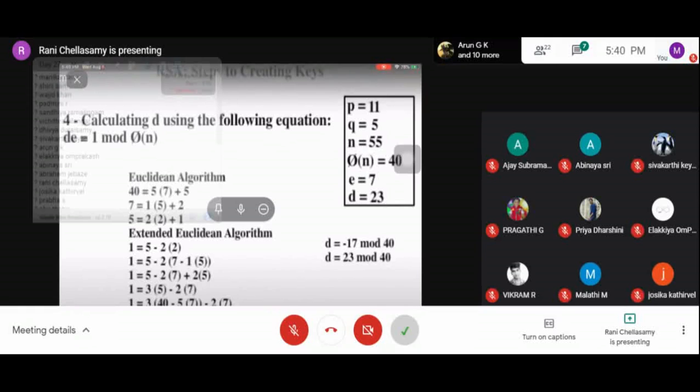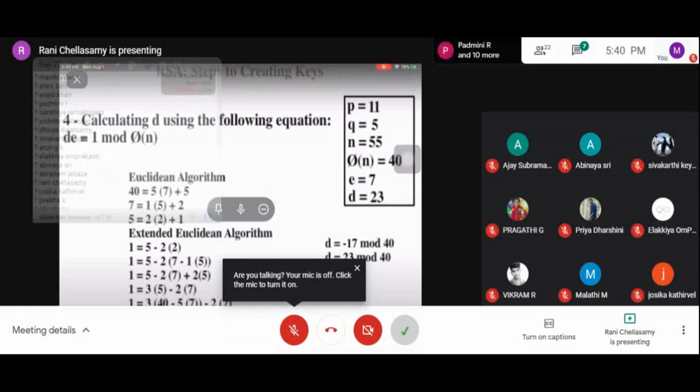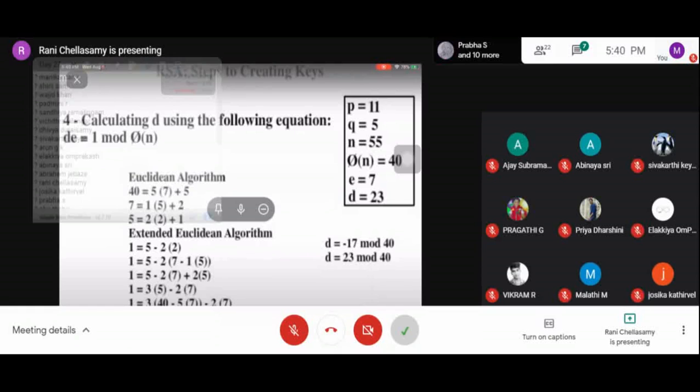So what is the decryption key? Minus 17 is the decryption key, mod that phi of n value, which is 40. You have to substitute this. So upon using your scientific calculator and calculating minus 17 mod 40, you will get the value 23. So now we have to take the decryption value as 23.